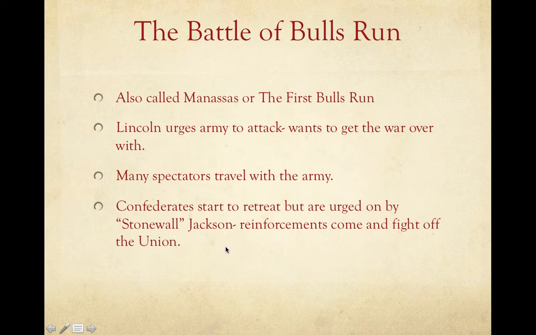People are charging at each other. They are not prepared for the range of these weapons, and people are just getting mowed down like blades of grass. And at one point, the Confederates are considering a retreat, but one of their commanders, General Jackson, later known as Stonewall, basically brings in reinforcements, and they're able to fight off the Union.